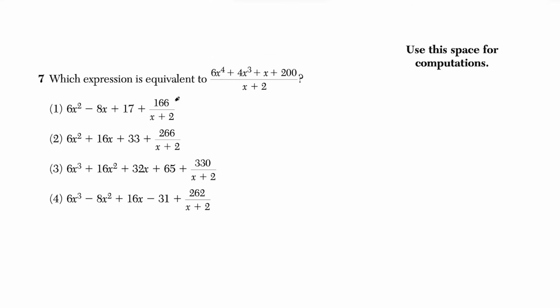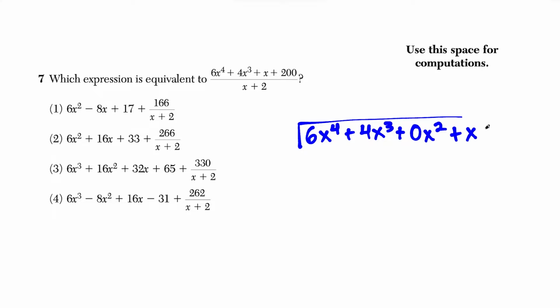Question 7, which expression is equivalent to this one? And for the previous question, I used synthetic division. So here I'll show polynomial division. So I'm going to write the fraction bar like this. And we have 6x to the 4th plus 4x to the 3rd plus x plus 200. But what I'm going to do is put a 0x squared since there's no x squared term. I'm going to put a 0 in front. And then I'll write plus x plus 200. You don't have to do this, but I find that this helps students stay accurate when they're doing this process.